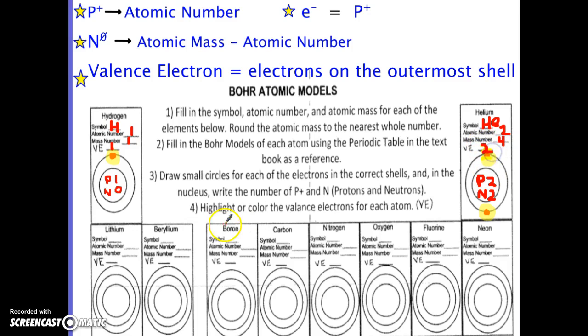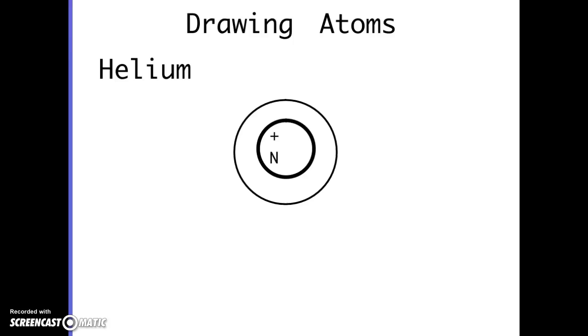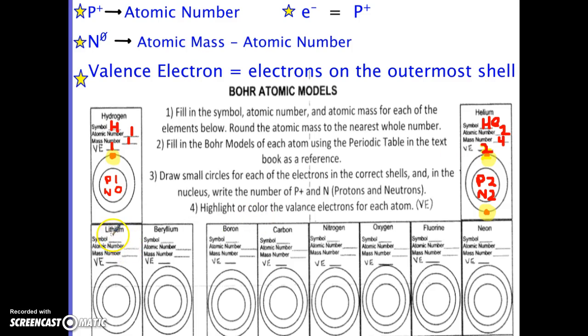All right, now here's where things are going to start to change. We're going to find lithium. Lithium on the periodic table is right here, number 3. It has an atomic number of 3, an atomic mass of 7 if we're rounding up. So going back, the symbol for lithium is capital L, lowercase i. Atomic number is 3. Atomic mass is 7. So the number of protons is 3. The number of neutrons, mass minus number, is 4. So there are 4 neutrons in this atom. And since there are 3 protons, that means there's 3 electrons.